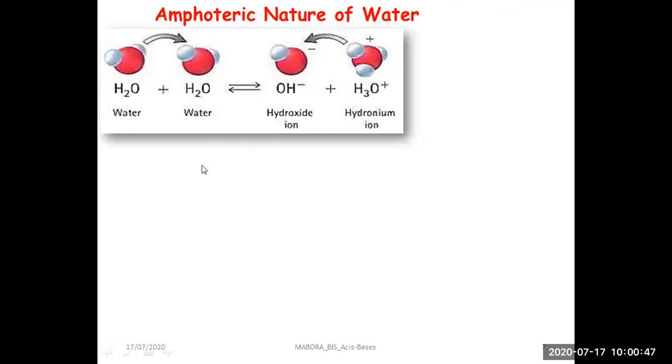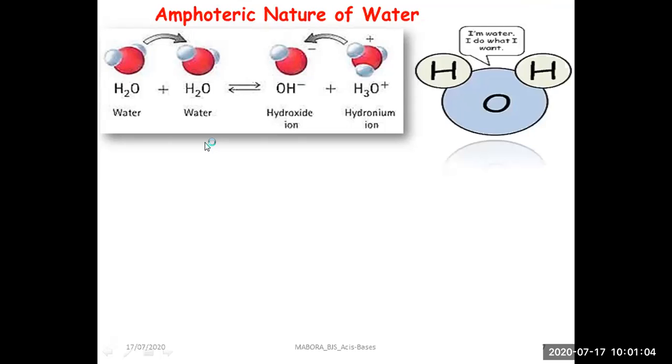Along with that, they also explain the behavior of water. In Arrhenius theory, water was a solvent and it had not much role to play. It was used only to dissolve acids or bases. But the Lowry-Bronsted theory says that it can behave like an acid as well as a base. And such a molecule which can behave like an acid as well as a base is called amphoteric. So water is amphoteric in nature.